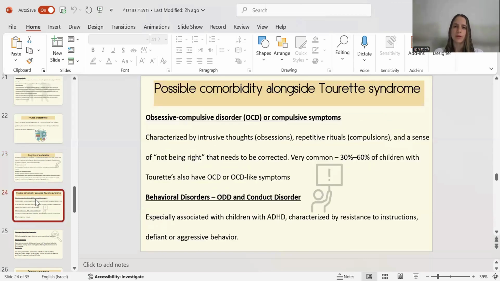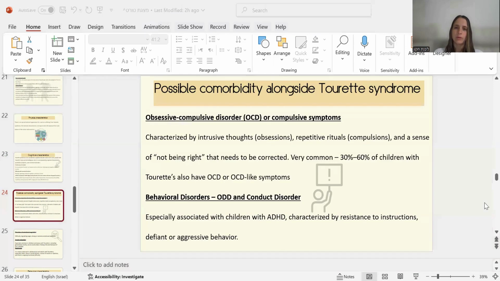Possible comorbidity alongside Tourette syndrome. Obsessive compulsive disorder, OCD, or compulsive symptoms, characterized by intrusive thoughts, obsessions, repetitive rituals, compulsions, and the sense of not being right that needs to be corrected. Very common, 30% to 60% of children with Tourette's also have OCD or OCD-like symptoms.